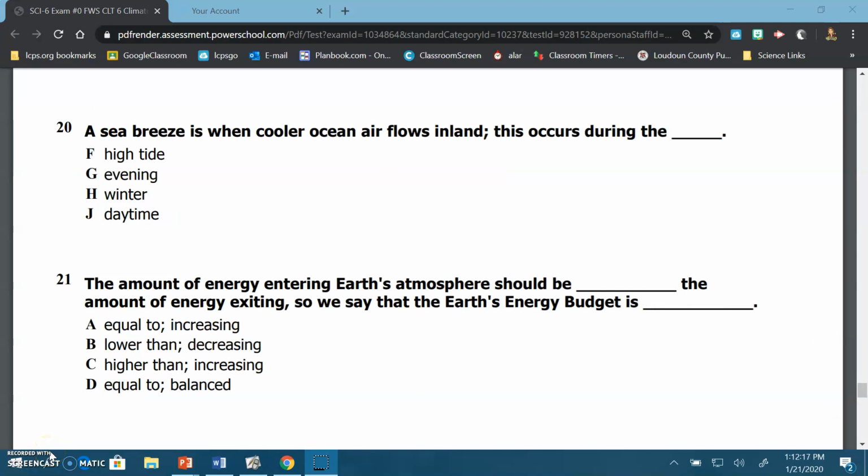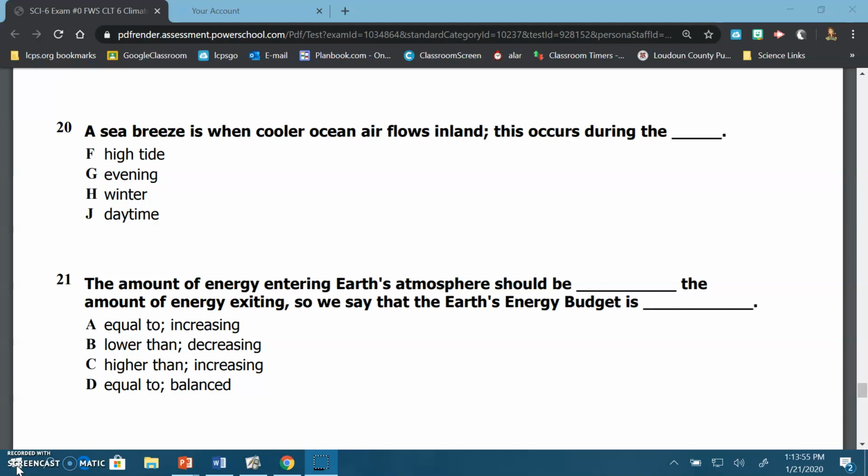Number 20. A sea breeze is when cooler ocean air flows inland. This occurs during the, is it F. High tide, G. Evening, H. Winter, or J. Daytime?